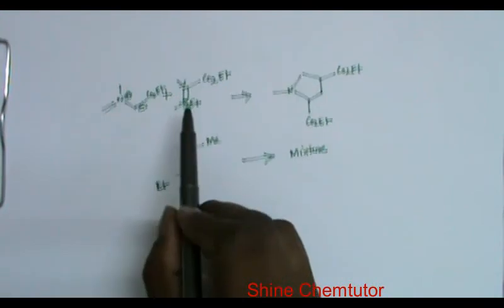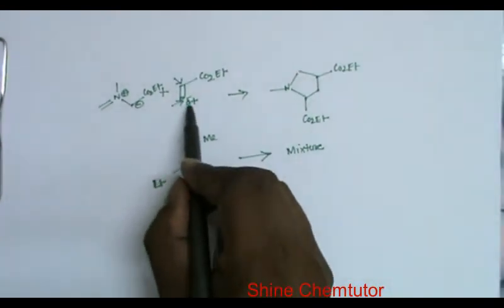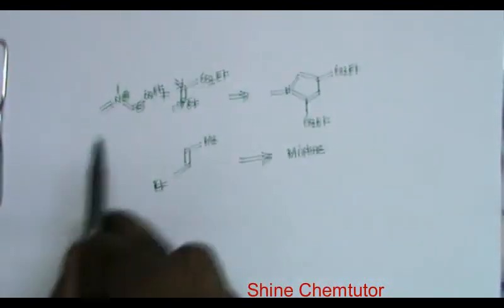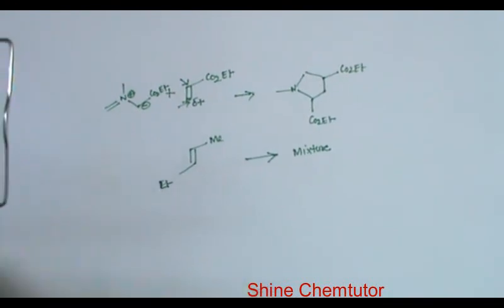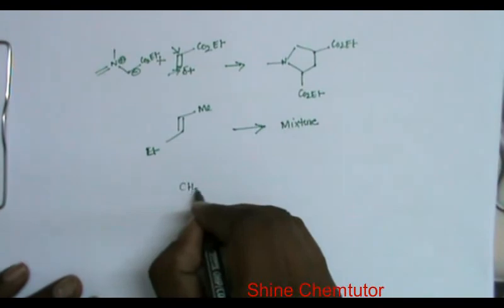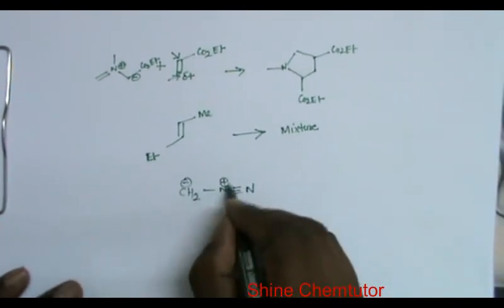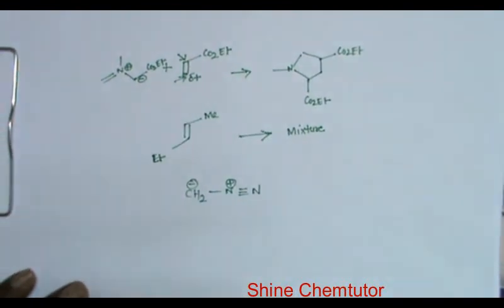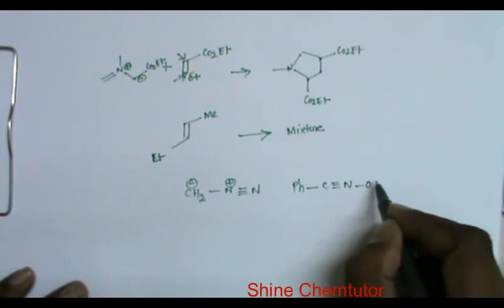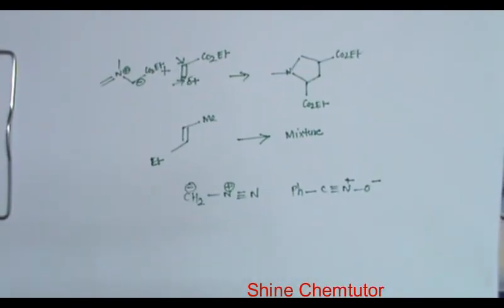You may be very familiar with the alpha beta unsaturated system. In an alpha beta unsaturated system, the beta carbon has delta plus, the alpha carbon has delta minus. What about the dipoles? In the case of diazomethane, the minus charge is like this. So this is nucleophilic. In the case of nitrile oxide, the minus charge is on oxygen. This will act as a nucleophile.